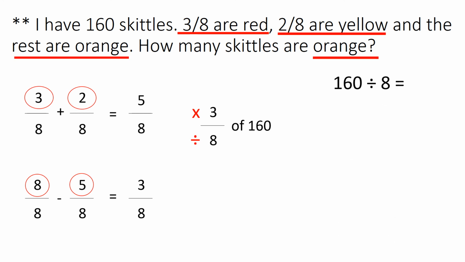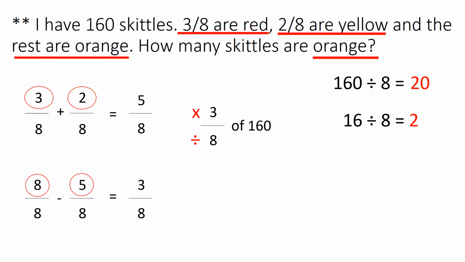160 divided by 8. So this might be quite tricky for us to work out initially, but we can use something to help us. We know that 16 divided by 8 is 2. So it's just 10 times bigger. So 10 times bigger than 2 would be 20. So we know 160 divided by 8 equals 20. So we've divided by our denominator.